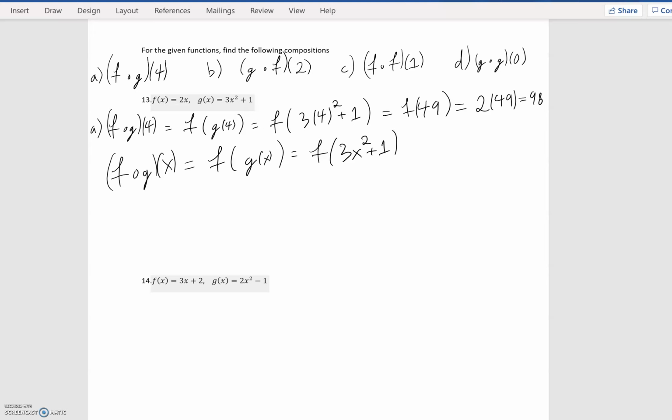Look at the function f. Wherever I see an x, so let me circle it, that right there is the function f. Wherever I see an x, I need to plug in that entire thing, 3x squared plus 1. So this is 2 times (3x squared plus 1), which is the same thing as 6x squared plus 2. So if you wanted, you can plug in 4 into that very last simplification, and you'll get the same result as we got in part A.